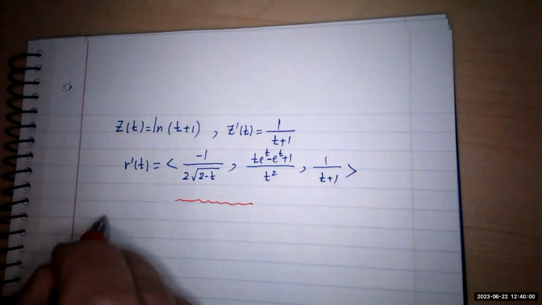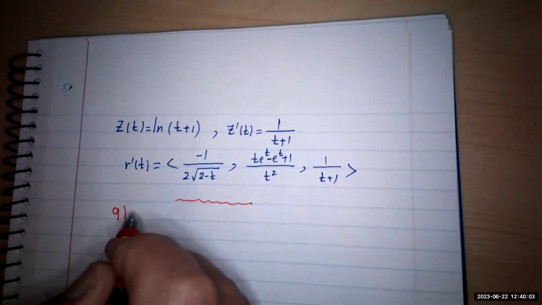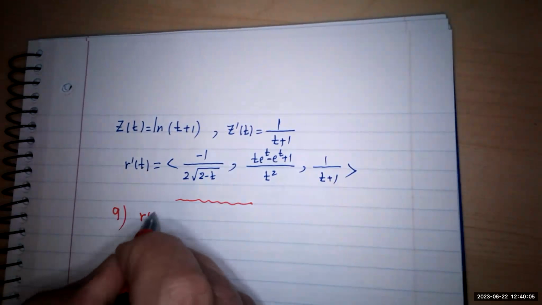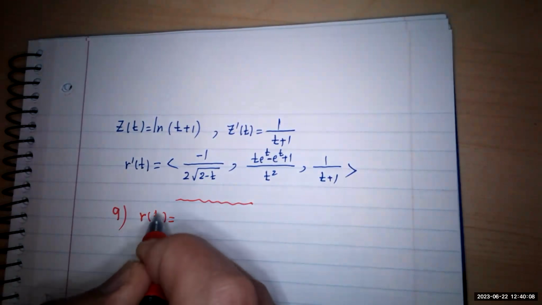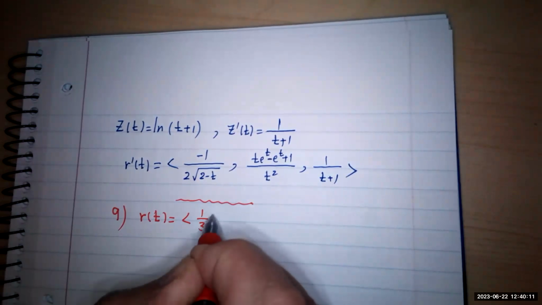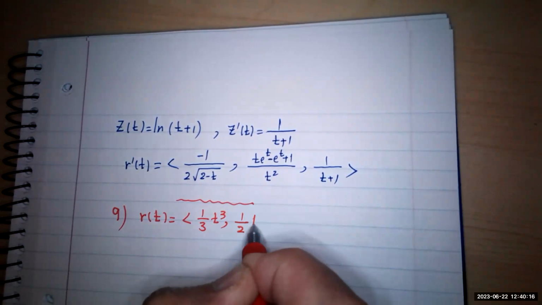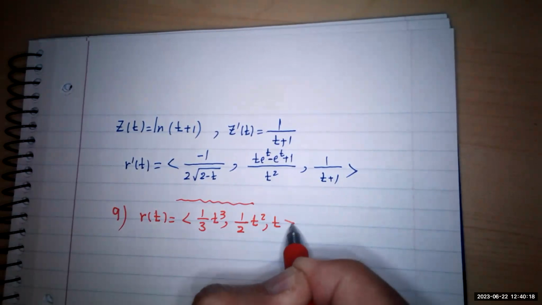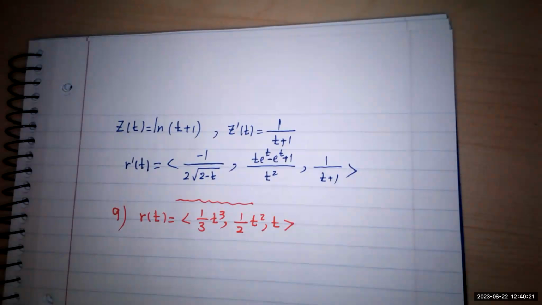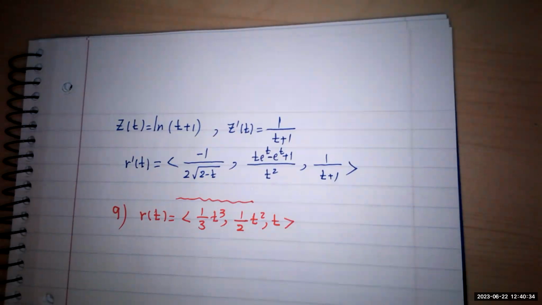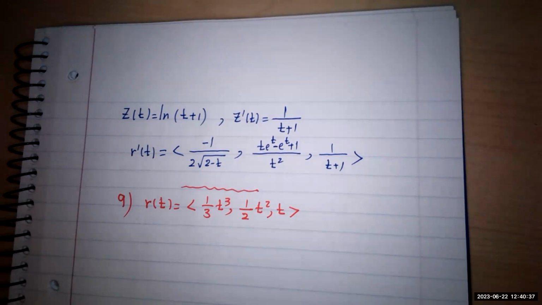Okay, in question number 9, you have the function r of t given to you. r of t is one third t cubed, one half t squared, and t. Sometimes they ask for a specific value, and in this case, they ask to find it at t equal to 1, which is good. When the number is given to you, it would be easier.